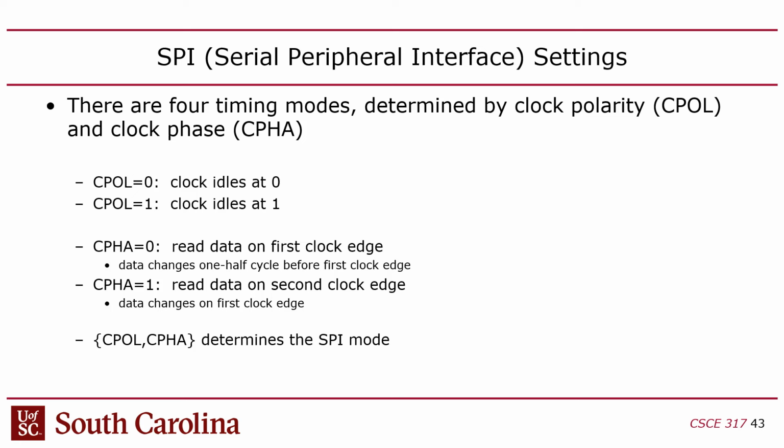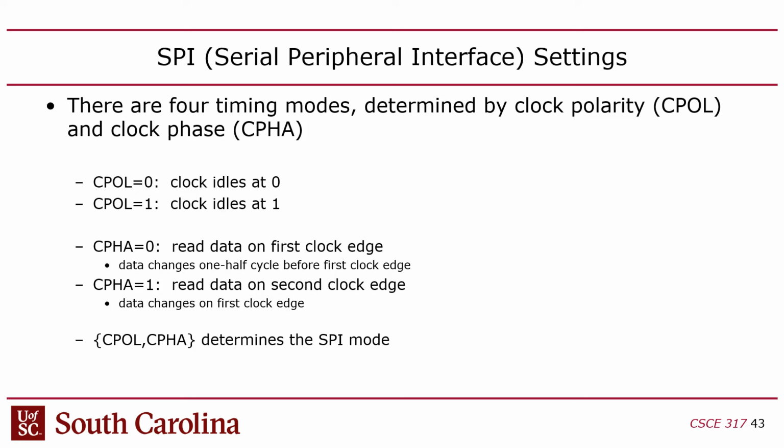CPHA doesn't actually define that. It doesn't tell you rising edge or falling edge. It tells you whether you want to read data on the first clock edge or the second clock edge. Now you might say, well, first or second, how do I know which one's rising, which one's falling? Well, that depends on CPOL. In other words, if CPOL is 0, the first edge of the clock will naturally be a rising edge, because it starts at 0 and goes to 1. If CPOL is 1, the first edge of the clock will be a falling edge.